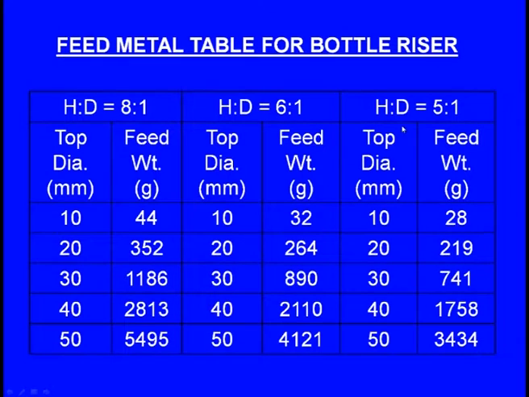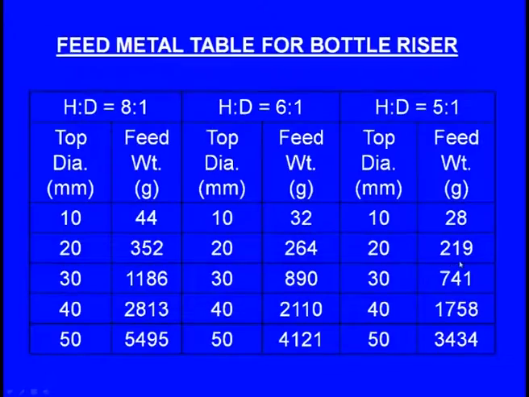Now, let us see another case where H by D ratio is equal to 5:1. When the top diameter is 10 mm, the feed weight is 28 grams. When 20 mm, it is 219 grams. When 30 mm, it is 741 grams. When 40 mm, it is 1758 grams. When 50 mm, the feed weight is 3434 grams. So, this is the case when the H by D ratio is equal to 5:1.